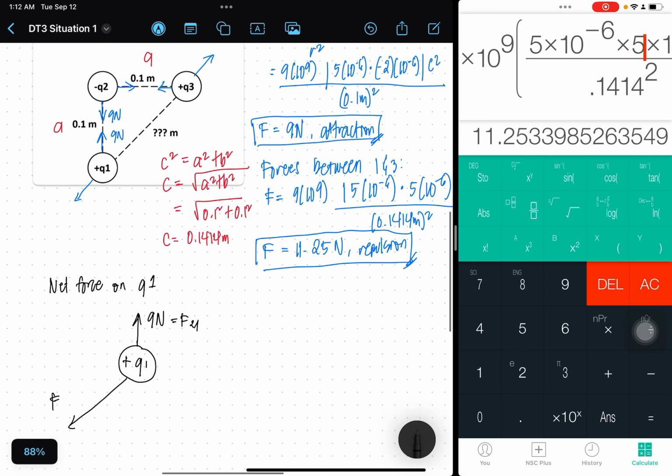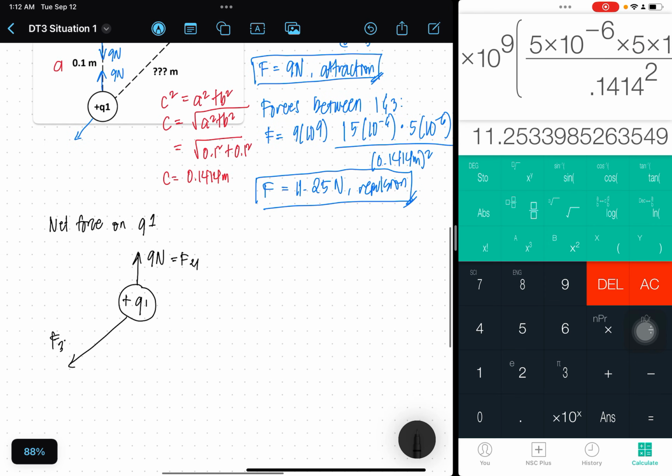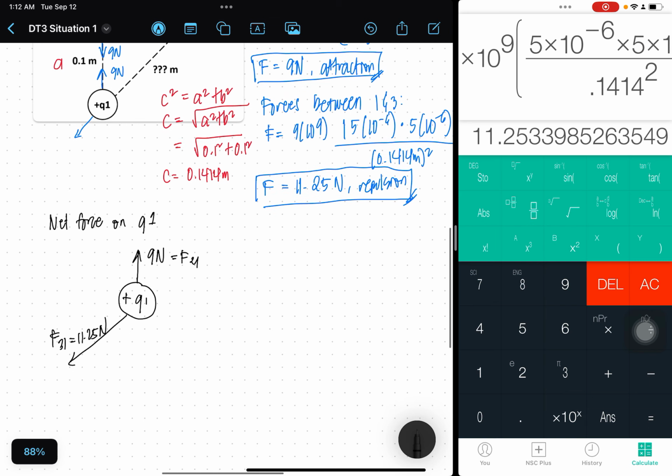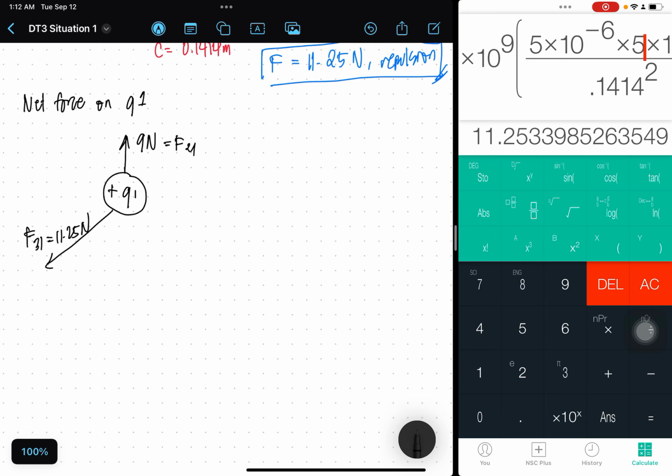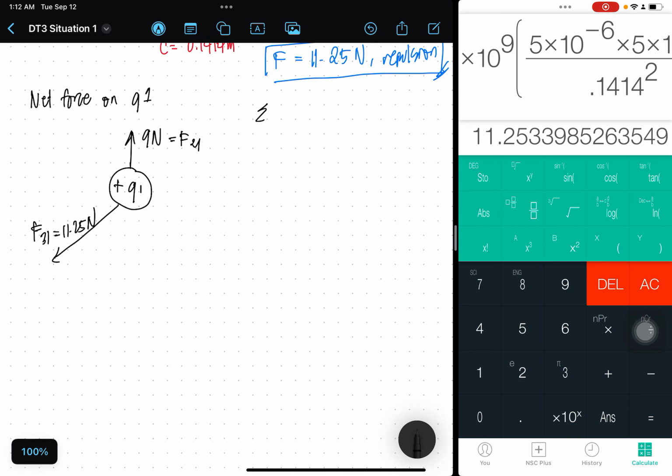Tama ba? Sorry. Force 3, 1. Okay. Equal kay 11.25 Newton. Okay. So, if you can recall, to find the value of summation force at Q1, we need to get the summation forces along X, then square that, plus summation forces along Y, then square that. Okay?